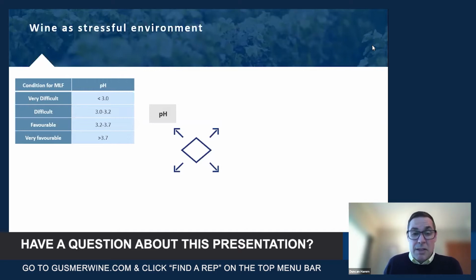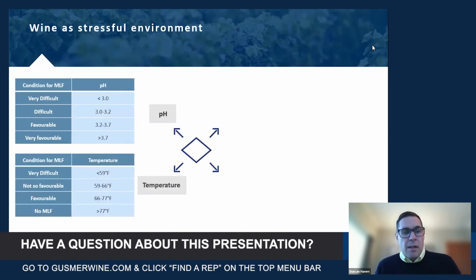Above pH 3.7, we're talking very favorable conditions, but that also carries a risk with it because it also becomes more favorable for spoilage organisms. But fortunately, inoculating with a high level of malolactic bacteria is one of the most effective things you can do to help prevent things like Brettanomyces or Pediococcus growing in your wine, because you're dominating the must with a good, clean strain.